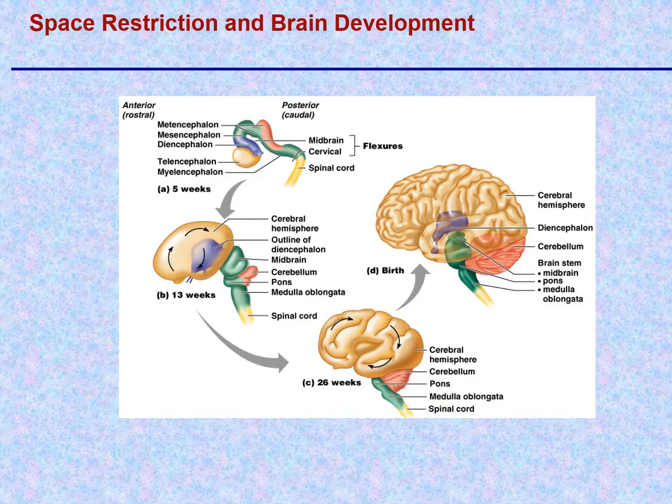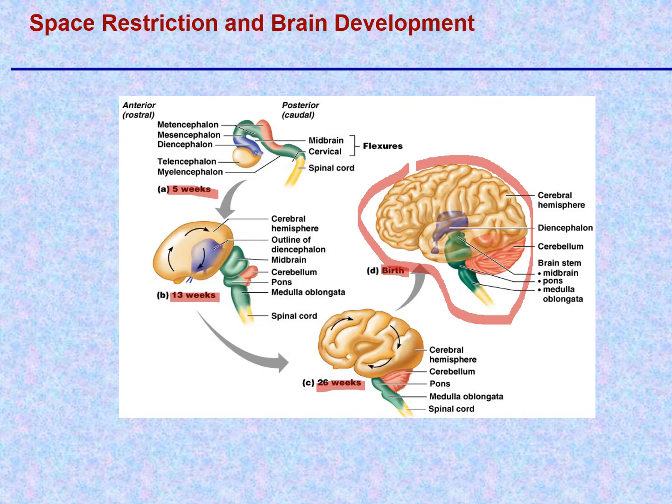And this diagram here shows the structure of the central nervous system and essentially brain development at 5 weeks, and then 13 weeks, and then 26 weeks, which is roughly 6 months, and then at birth. And you can see that at birth it's very similar to an adult brain. It's not fully developed, but it is very similar to an adult brain.